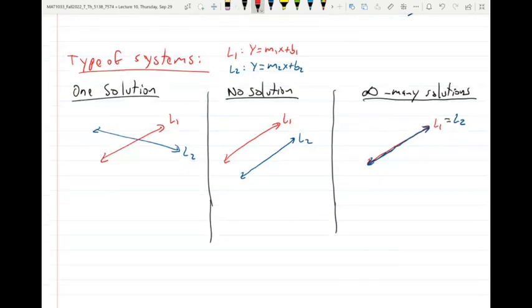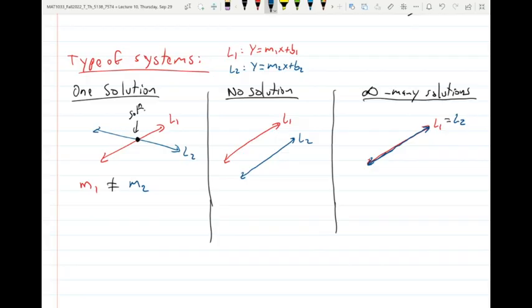Okay? So, in the first situation, this is the solution right here. That point. And that's the one that we are after. So, in the first situation, what we can say for sure is that this happens because the slope of the first line is not the same as the slope of the second line. Yes? Different slopes, that's it. We have one solution. Now, the second situation, how can we detect this? Same slope, but different y-intercepts. Yes? Because otherwise it would be the same line.